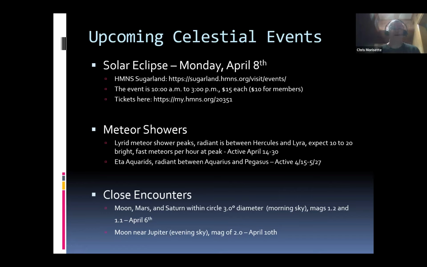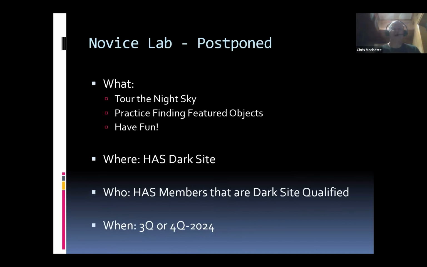And then we have a couple of close encounters here that are worth mentioning. The Moon, Mars, and Saturn will be within a 3-degree circle of each other in the morning sky. April 6th is when that's supposed to occur, which is here in a couple of days. And then on April 10th, the Moon and Jupiter are going to be close to each other in the evening sky. And again, that happens on April 10th. So those are some additional events that are going on.